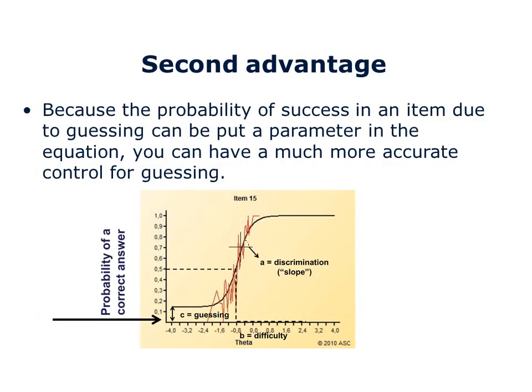The second advantage is that we can use this mathematical modeling to estimate and control the guessing. You can actually have much better control of guessing with item response theory, and avoid that the student will benefit unfairly from guessing.